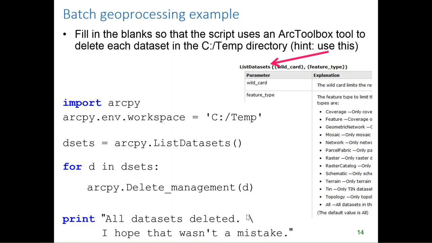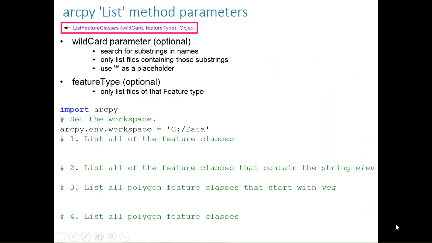All right, so back to batch processing. The examples we have seen so far have used the list enumeration methods with empty parentheses behind them. In other words, we did not specify any arguments when calling these methods. But in fact, most of these methods have two optional parameters, a wildcard and a type. To get familiar with how the wildcard and type parameters can be used to restrict the list that is returned, let's first look at the example of ListFeatureClasses, which has optional wildcard and feature type parameters.